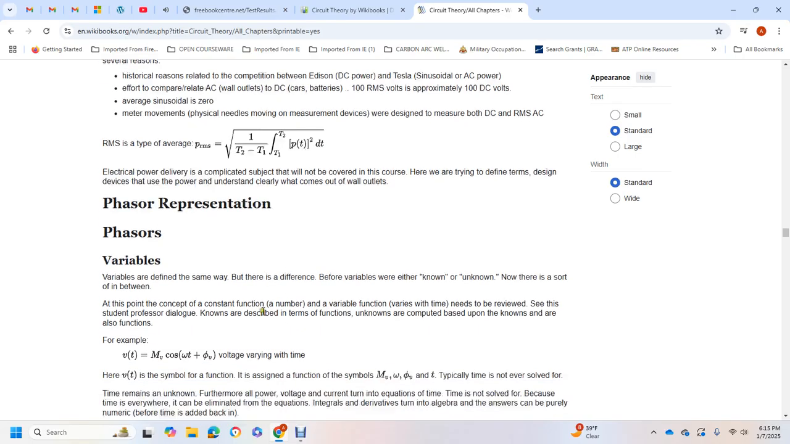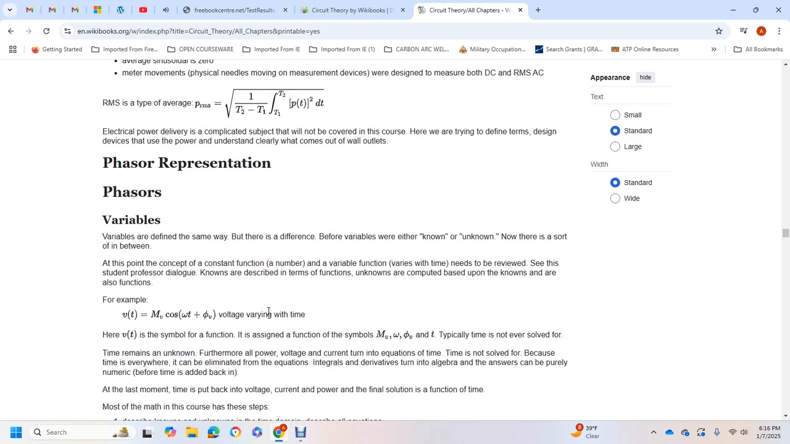Phase representation, phasor variables. The variable is defined with the unknown. We need to review the concept of functions and variables with time. Describe the function, compute the unknown based upon the knowns, and all the functions of v(t), with the simple function assigned with the function of M, omega, and the parameters of time.